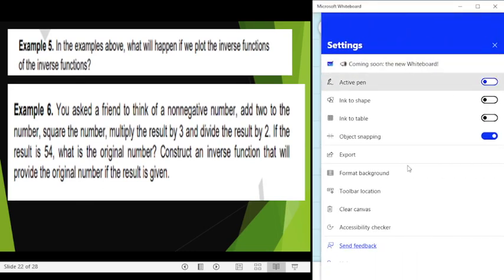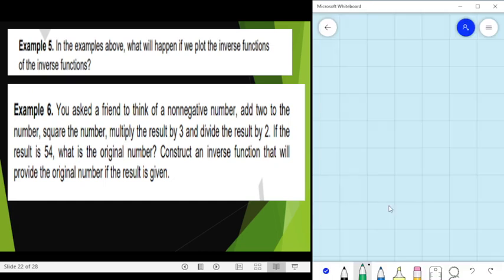Okay, you ask a friend to think of a non-negative number. Add 2 to the number, then square the result, then multiply by 3 and divide the result by 2. If the result is 54, what is the original number? Construct an inverse function to provide the original number if the result is given.